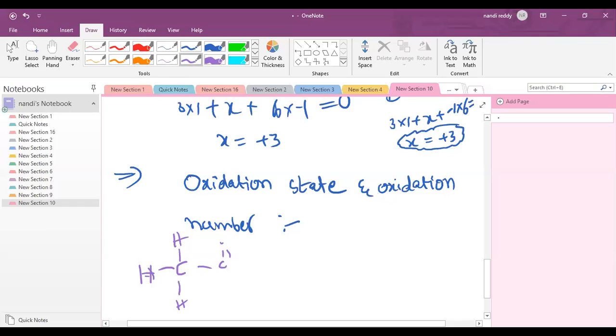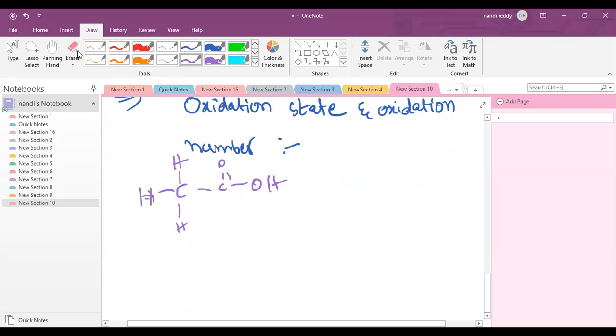Acetic acid, and its oxidation state and oxidation number of this molecule, sir. Oxidation state, oxidation number of acetic acid.